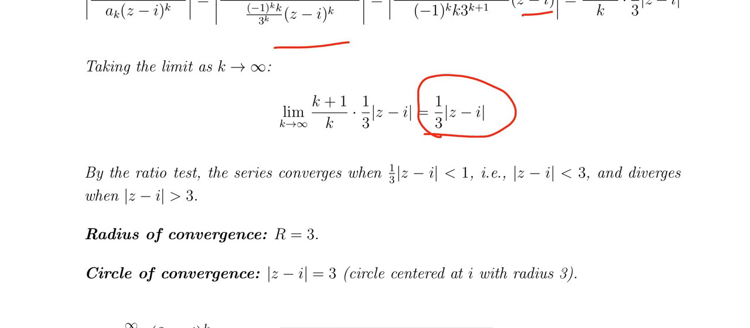If this is less than 1, the series converges. So less than 1 gives mod of z minus i less than 3. Therefore the radius of convergence is 3 and the circle of convergence is mod of z minus i equal to 3. That is a very important one.